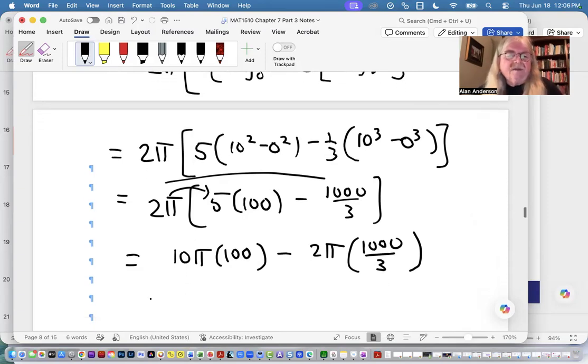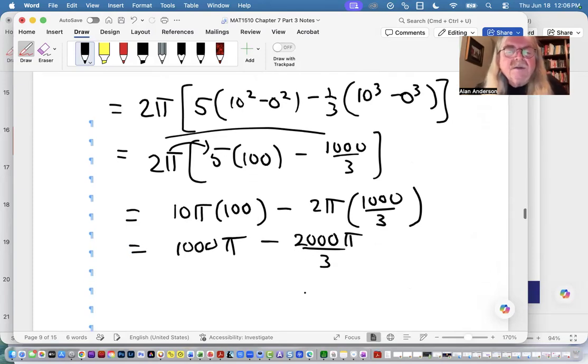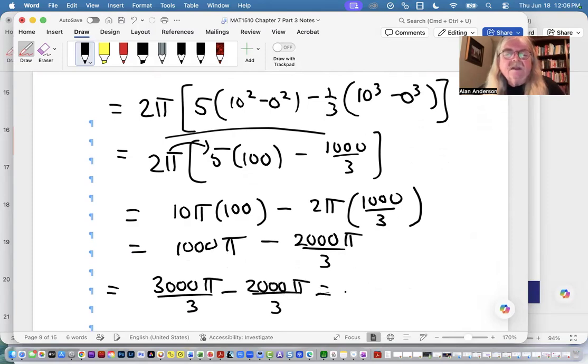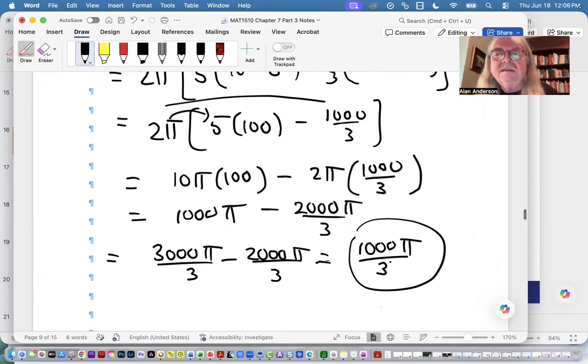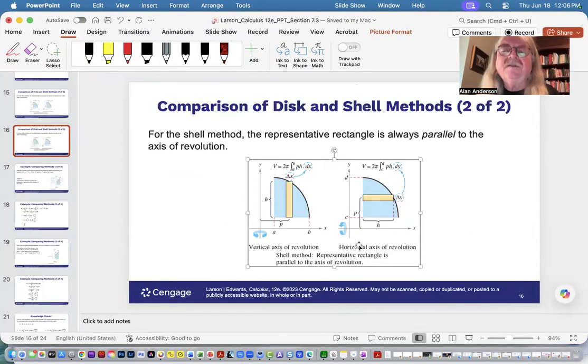All right, so what do we have here? 1,000? Over here we have 2,000 pi over 3. So we'll need a common denominator of 3. And that's 1,000 pi over 3. Whatever that volume looks like. I don't think I'd even ask Symbolab to try it, but the volume, rather, is 1,000 over 3, 1,000 pi over 3.